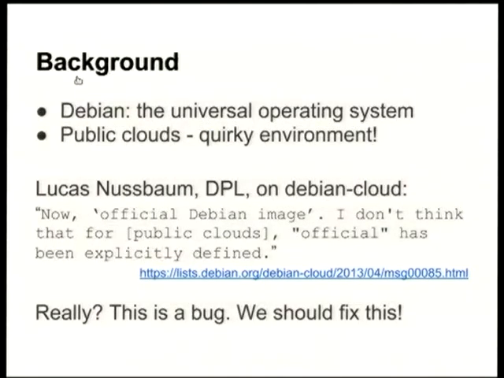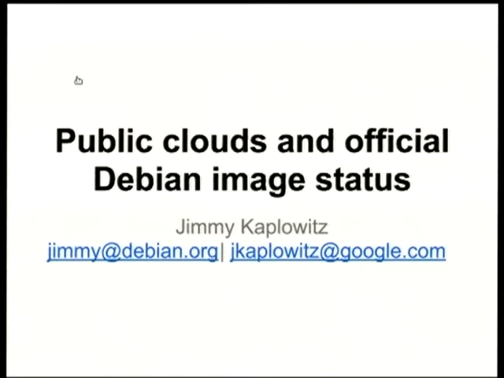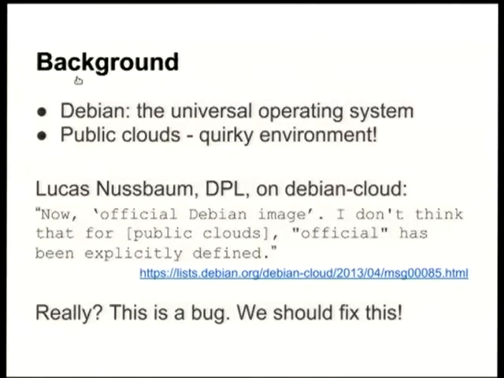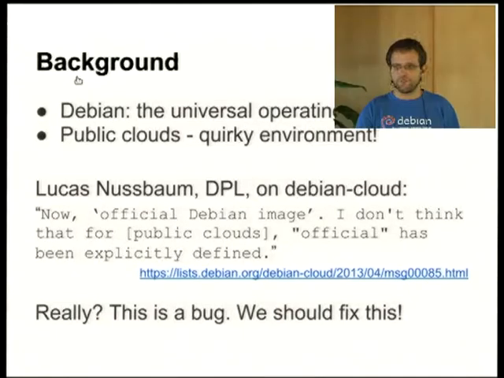So official Debian image status is a sort of interesting concept. So far, Debian is a universal operating system. We have it on our website and our slide banners right next to the screen. We've historically shipped images for CDs, for USB, for live images, embedded devices, but we haven't shipped, until recently, images for public cloud kind of environment.